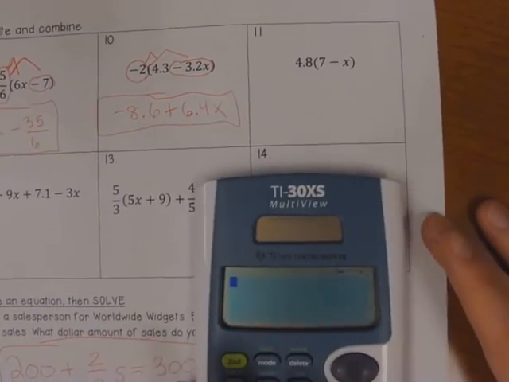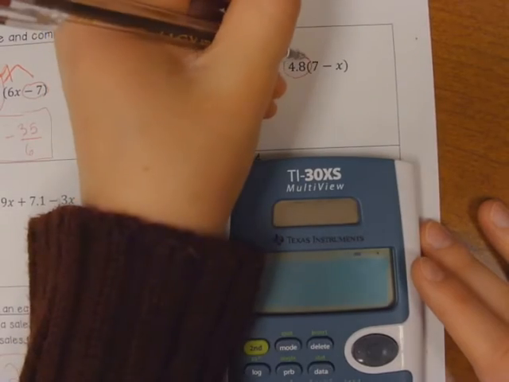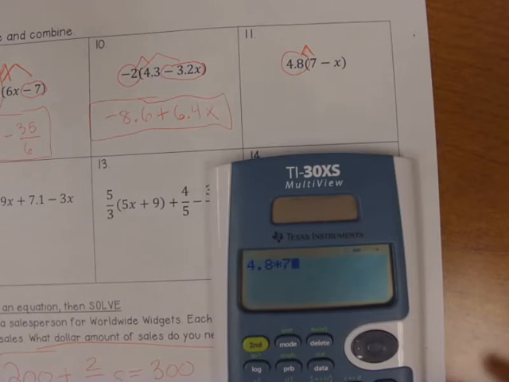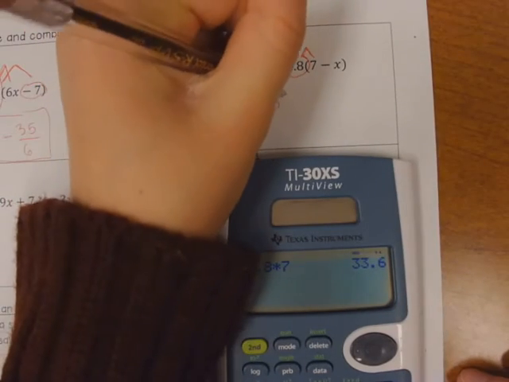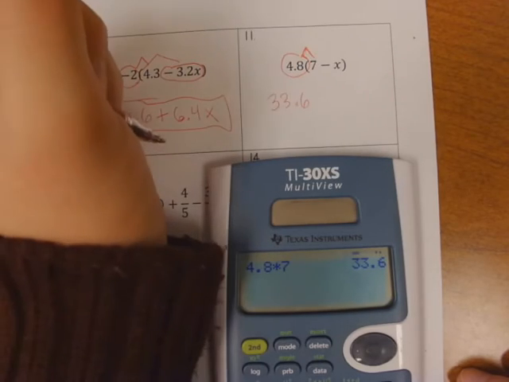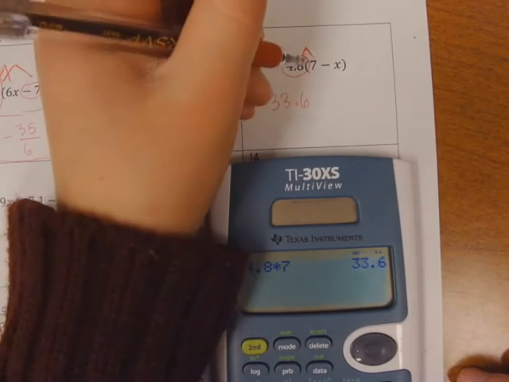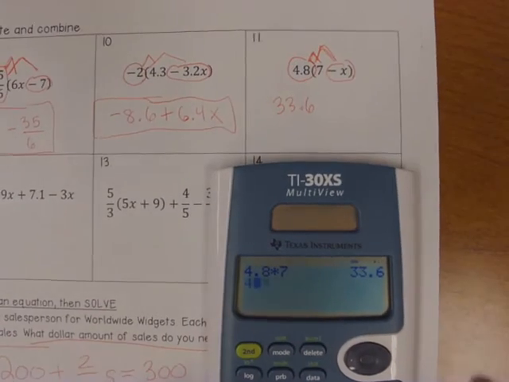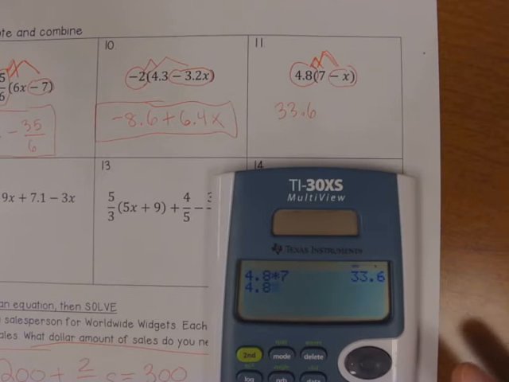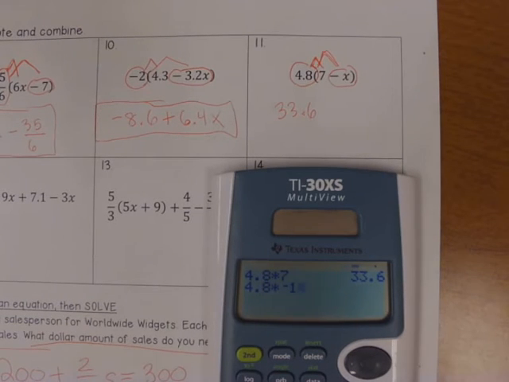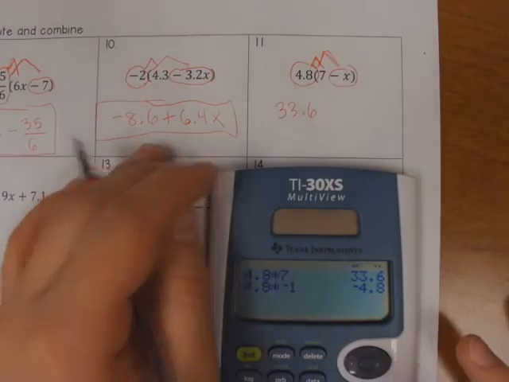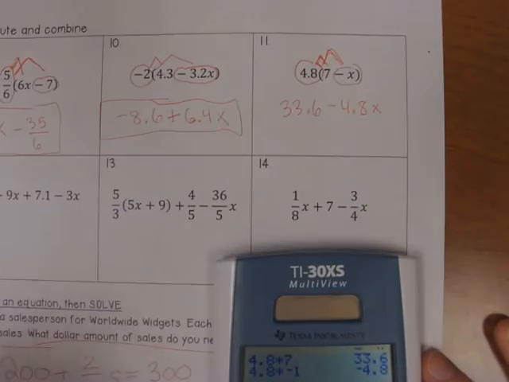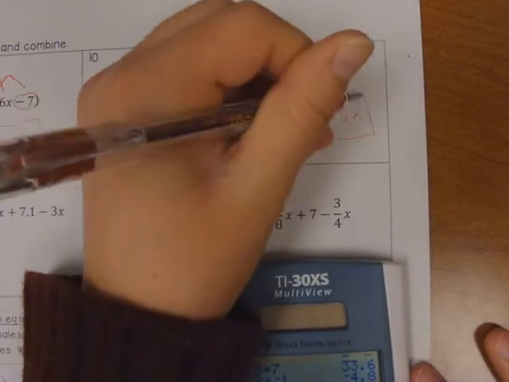Okay, number 11. You have 4.8 times 7. 8 times 7. Which is 33.6, no variable. 4.8 times negative x. Really, it's times negative 1x. Negative 4.8. Add your variable. Most of you probably did that one in your head.